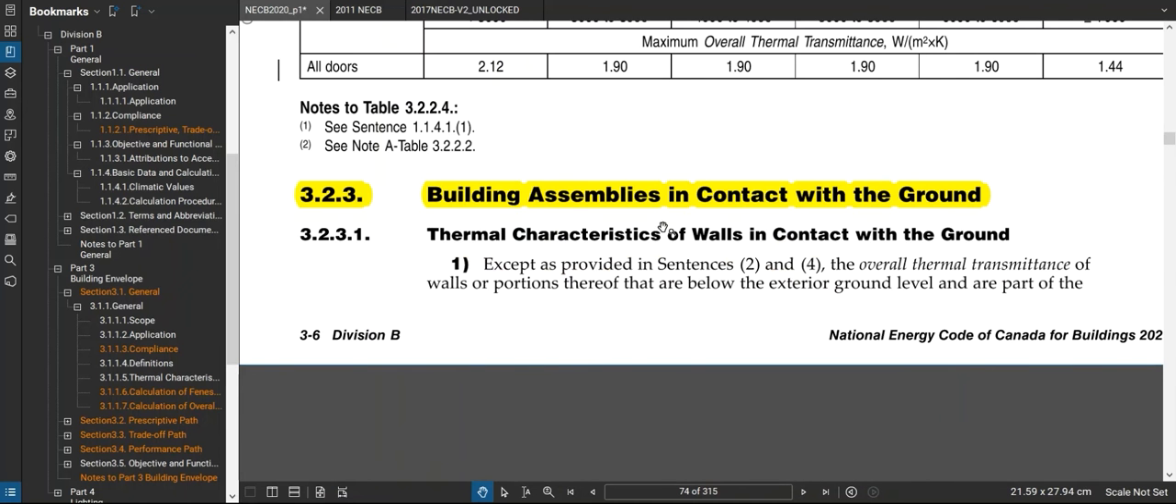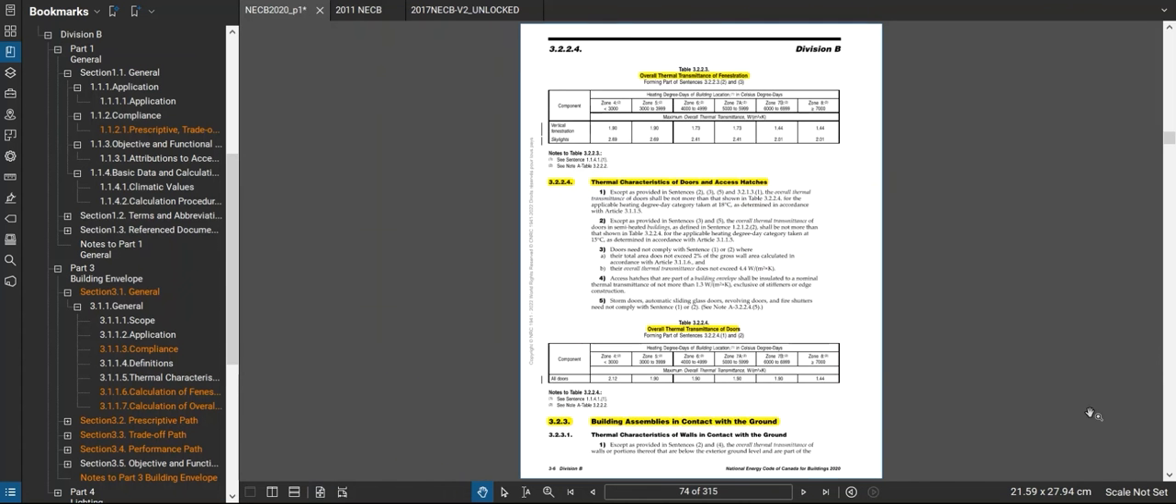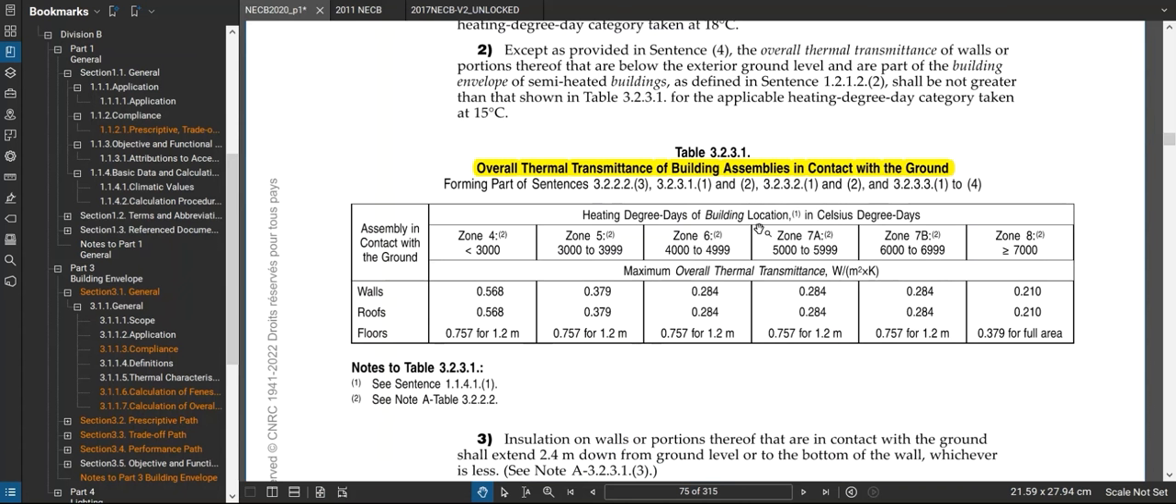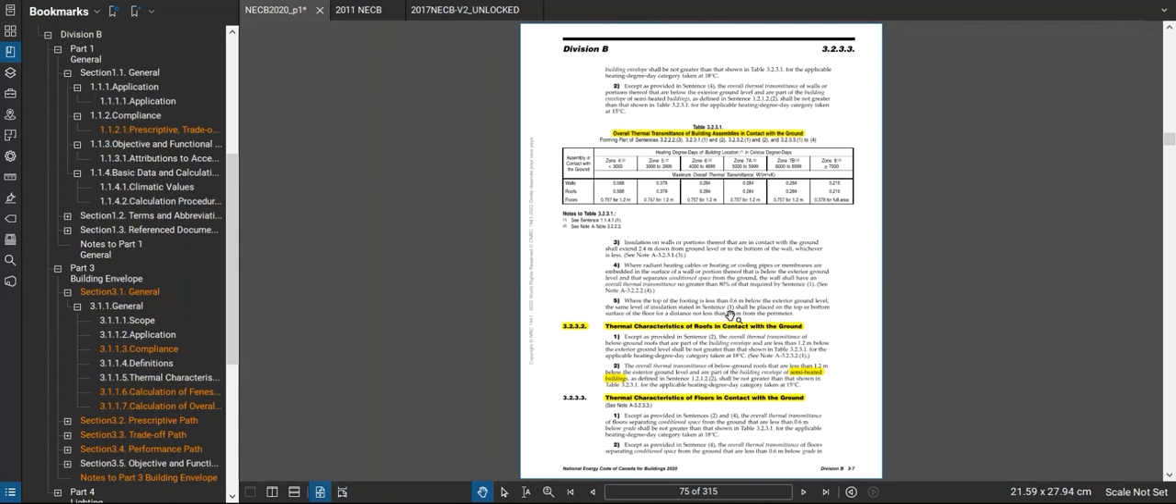Then 323 gets into your building assemblies in contact with the ground. So generally this would mean like your foundation walls or slabs on grade or something like that. Or if you have a plaza deck situation, this is where you'd be. These would be either a wall, roof, or floor in contact with the ground, and then you just have a different set of numbers there to deal with. But much like the opaque walls above grade, it's kind of the same idea.